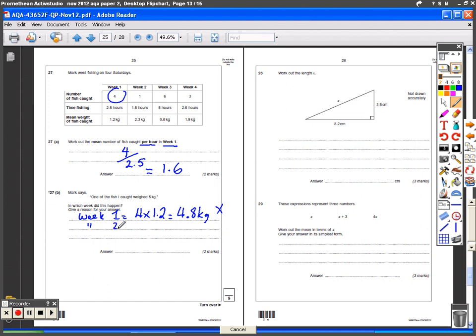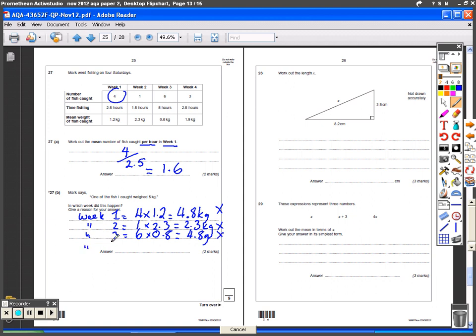For week 2, he caught 1 fish. His mean was 2.3 kilograms. So that would only give me 2.3 kilograms. So the fish could not be in that one. Week 3, he's got 6 fish, sorry, in week 3 with a mean weight of 0.8. So if you multiply 6 by 0.8, it'll find you the total weight of the fish, which is only 4.8, so we're still not there.